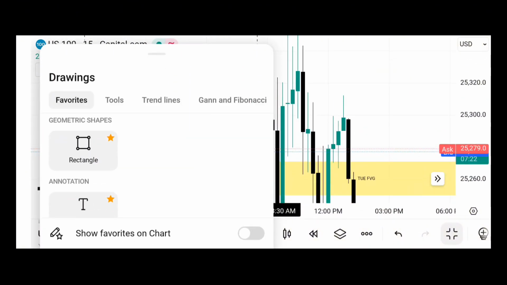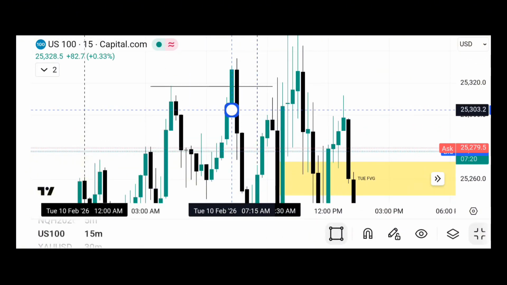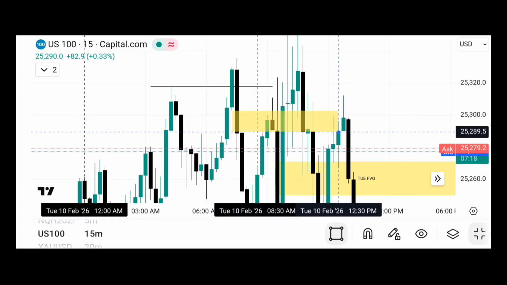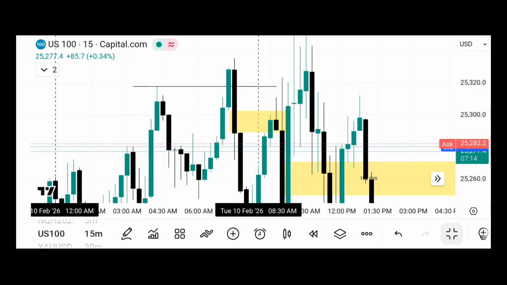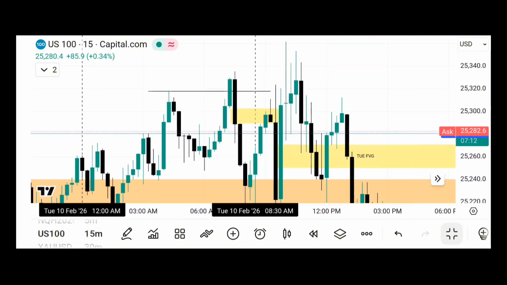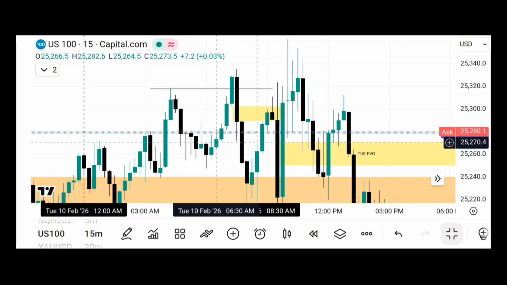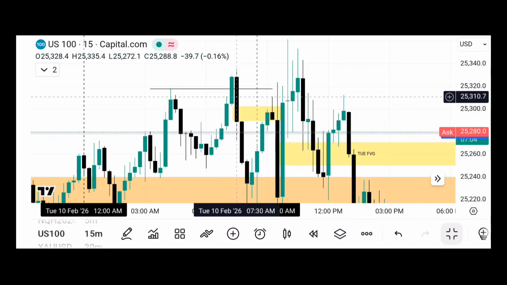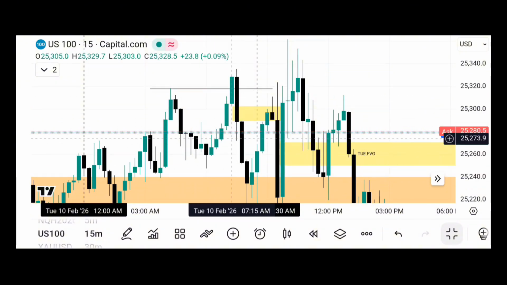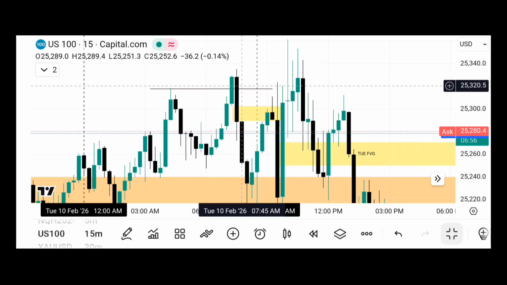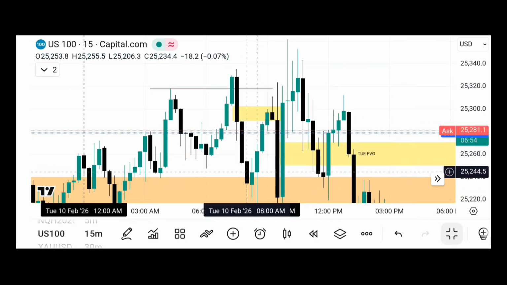You can see the gap it formed, the fair value gap, and also an order block. You see this up close consecutive candles followed by this down close consecutive candle. This is an order block. It changed the state of delivery in price. Buy side delivery being offered and change to sell side delivery.